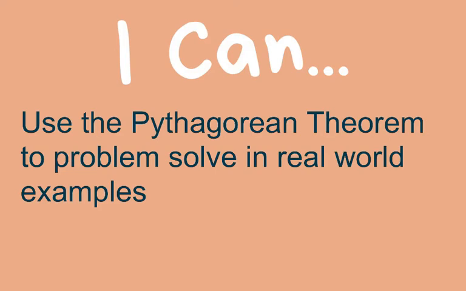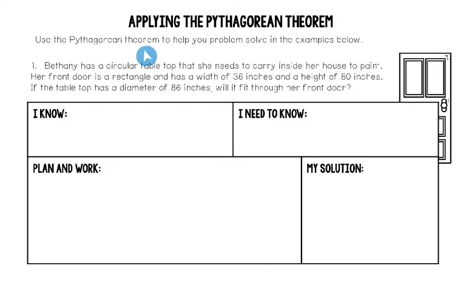So when you get your binder, turn to the math section. Let's go ahead and take some notes. All right, so when you see a word problem about the Pythagorean Theorem, you want to break it down into an I know, I need to know, your plan, and then your solution.